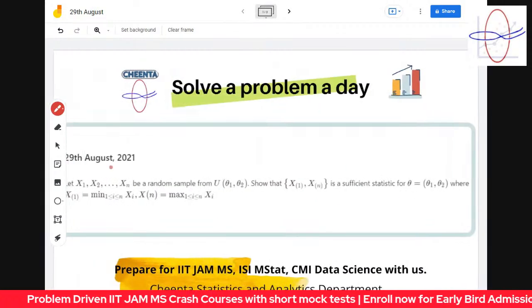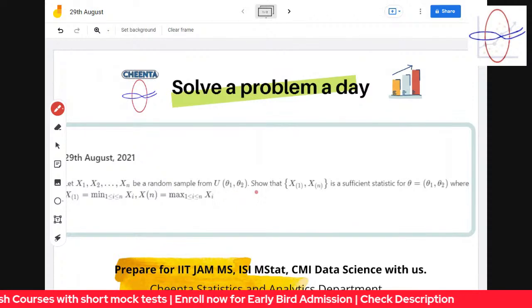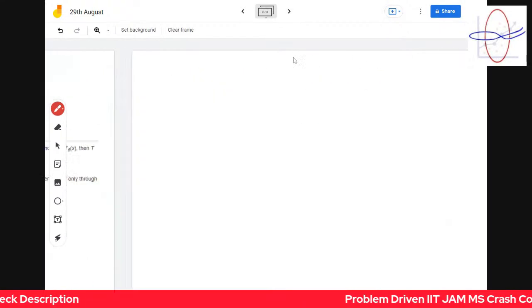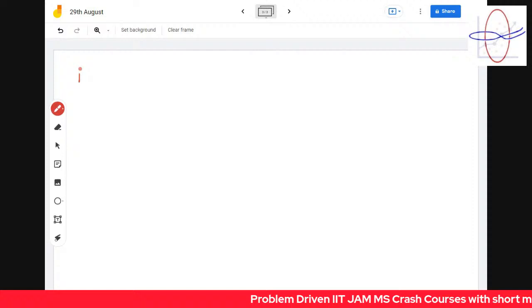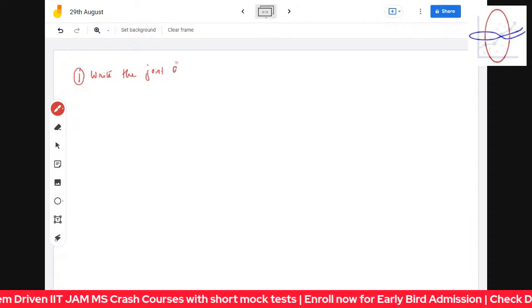We are given data X1, X2, ..., Xn from a random sample of Uniform(theta1, theta2), and we have to show this is a sufficient statistic. But let's not think about that. Let's think about how we can write it. The first step is to write the joint distribution.